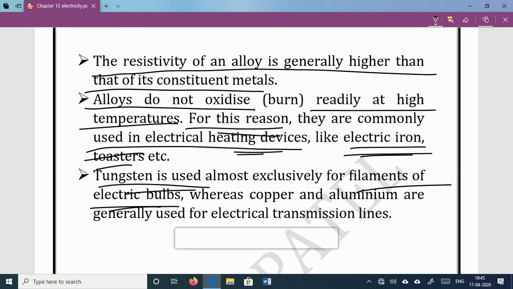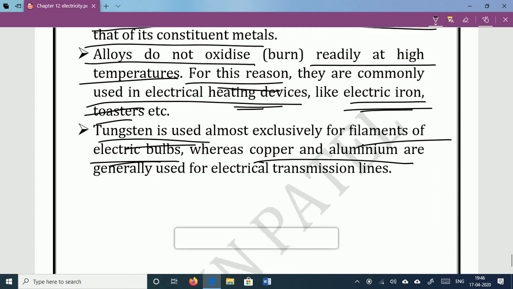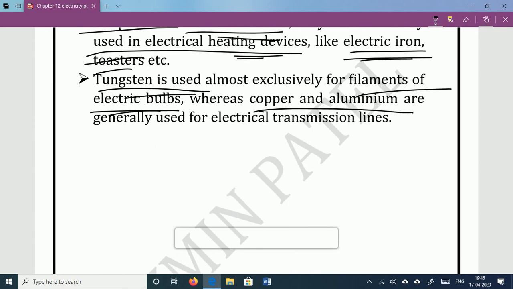Why? Because the resistivity of an alloy is too high compared to the corresponding metal. Copper and aluminum have very low resistivity, so they cannot be used as heating devices. So this is about the resistivity of the material.